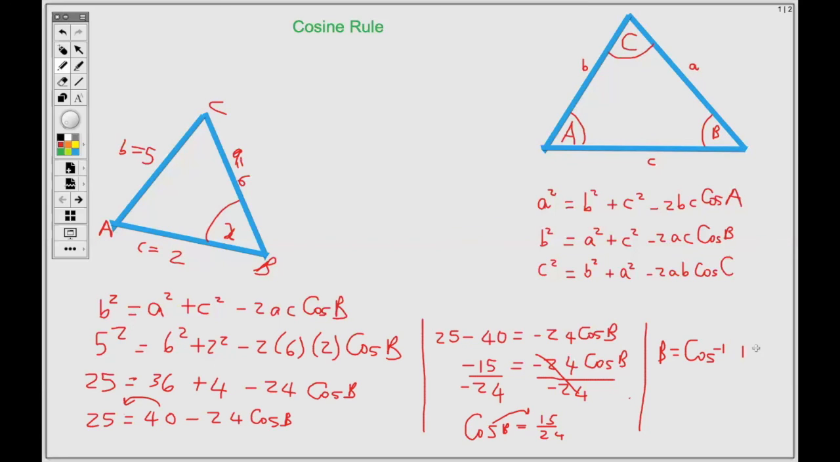of 15 over 24. Now if you're going to enter this in your calculator as a fraction, just remember to use brackets. So cos inverse, open bracket, 15 divided by 24, close bracket, and you will get the correct answer, which is 51.3 degrees. And that's it.